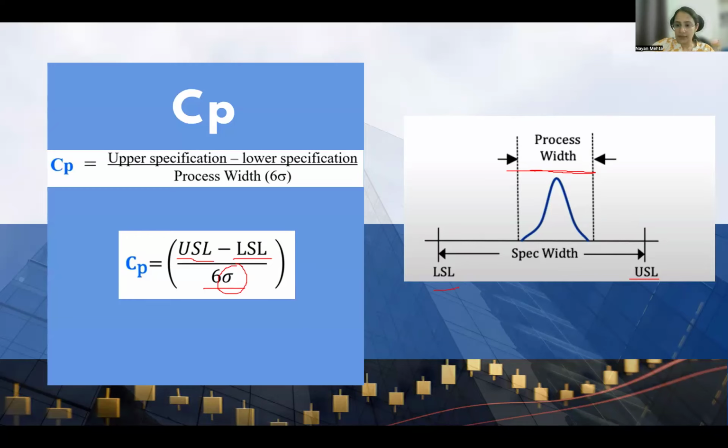Now, but here's the catch. So CP looks only at the spread of the data, right? I told you this yesterday also that it only looks at the spread of the data. It does not tell us whether the process average is sitting in the middle of the specification limits or off to any of the sides, right? It doesn't tell you that the process is centered or not.